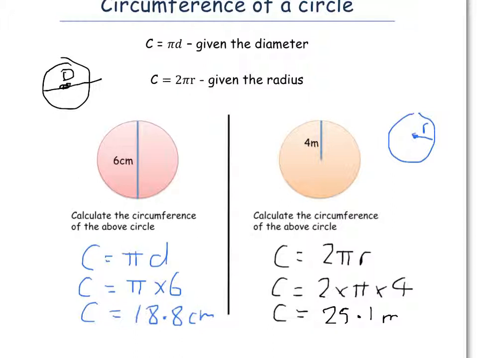Now remember, you must learn these two equations. Circumference equals pi times diameter for if you're given the diameter, and circumference equals 2 pi r if you're given the radius.